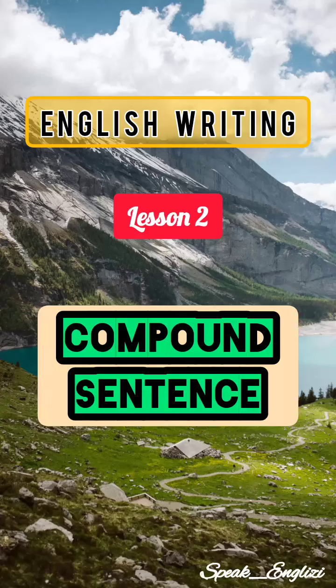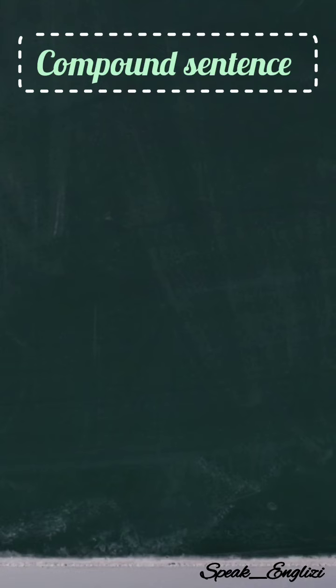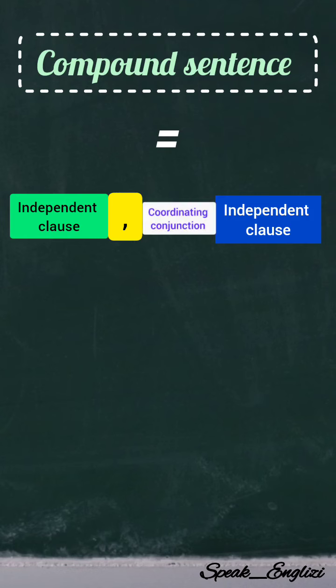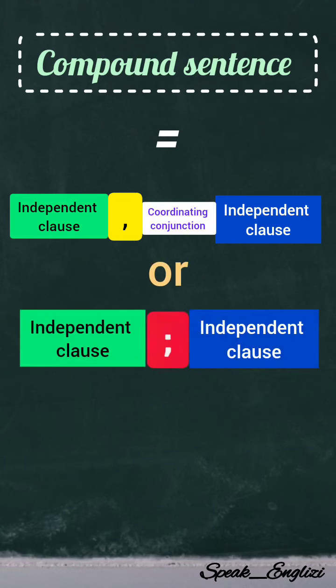Today, we have a writing lesson. We're going to talk about the compound sentence. A compound sentence contains at least two independent clauses. These two independent clauses can be combined with a comma and a coordinating conjunction, or with a semicolon.